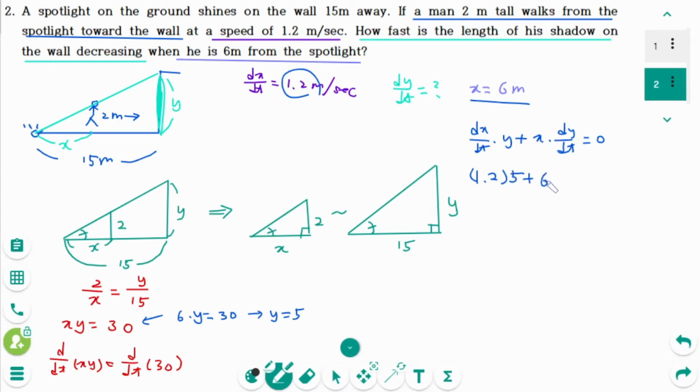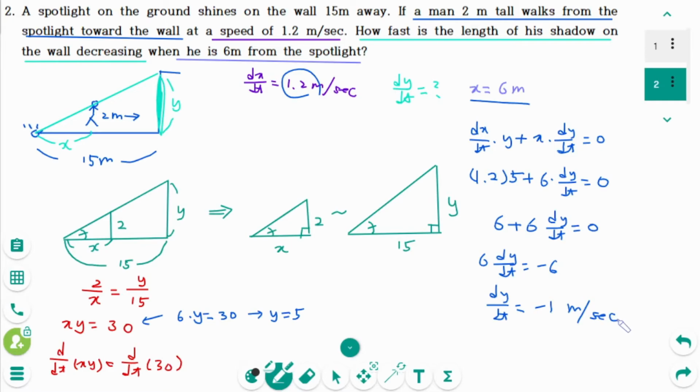Plus x equals 6 times dy/dt. 1.2 times 5 equals 6, plus 6 times dy/dt equals 0. Then 6 dy/dt equals minus 6. dy/dt equals minus 1 meter per second. That means the shadow is decreasing at a rate of 1 meter per second.